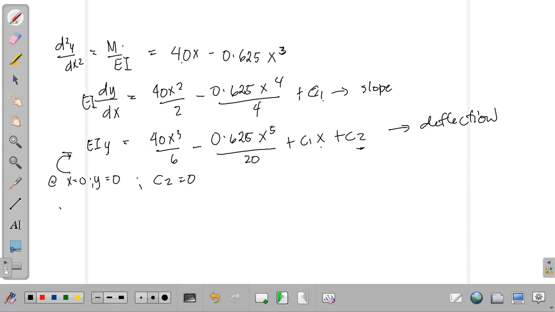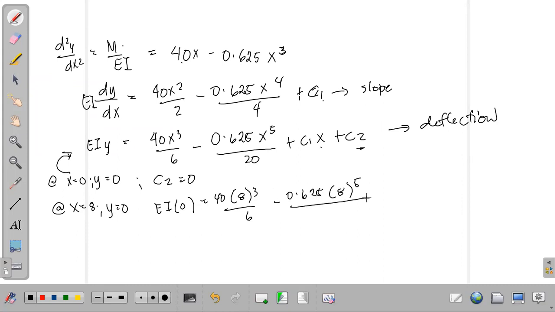And our other boundary condition, at x is equal to 8, our y is equal to 0. So what will be the value of our C1? So we substitute it into the deflection equation. So EI times 0 is equal to 40 times 8 cubed over 6 minus 0.625 times 8 raised to 5 over 20 plus C1 times 8 plus 0. So what will be the value of C1? Please solve this, the value of our C1 here. C1. What is our value here?